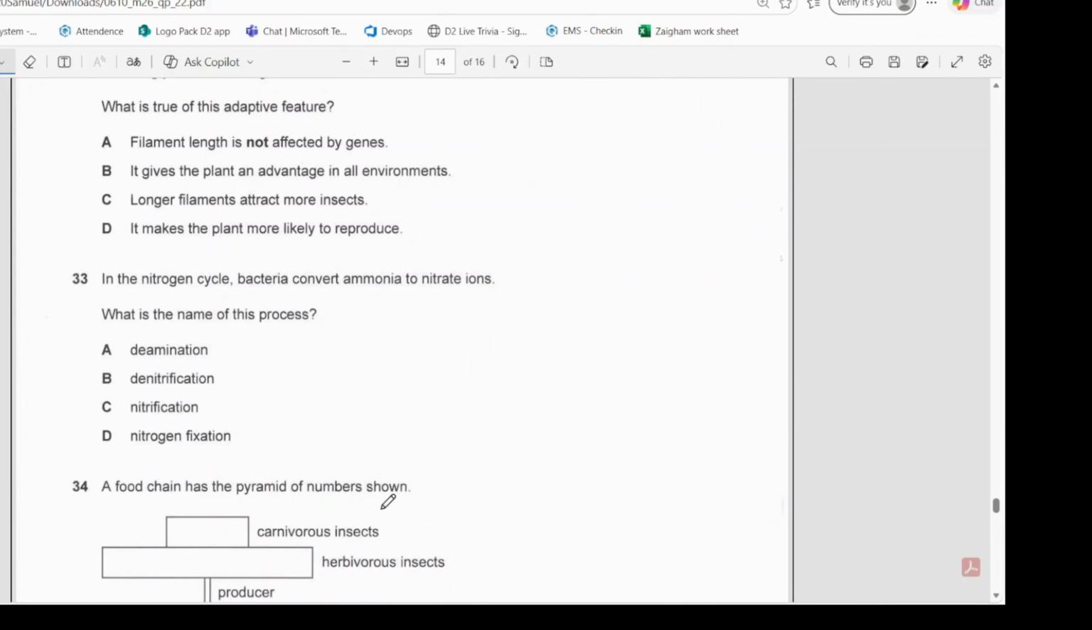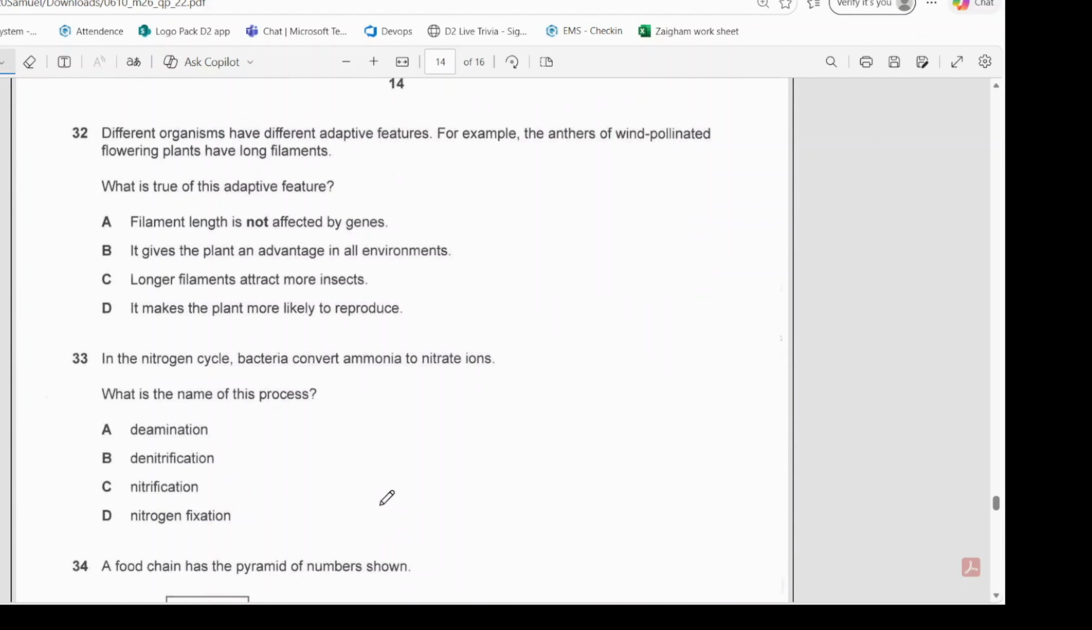Next one: different organisms have different adaptive features. For example, the anthers of wind-pollinated flowering plants have long filaments. What is true of this adaptive feature? Why do you think so? They have long filaments. It makes the plant more likely to reproduce. Longer filaments mean they can easily be blown by the wind. They're not hidden, they are exposed in the air.